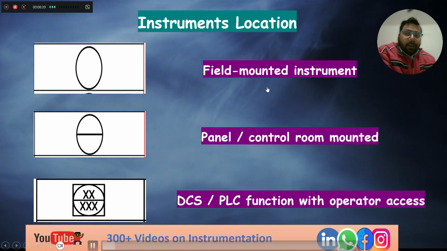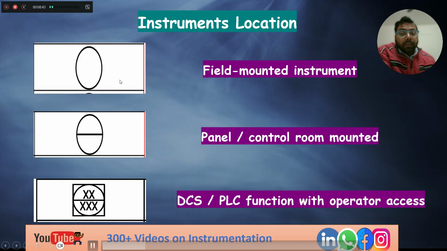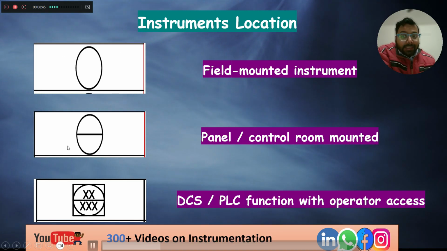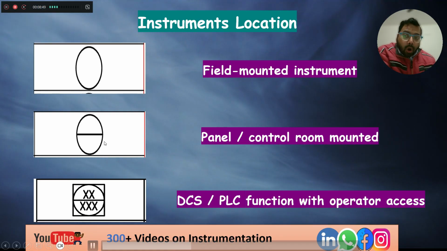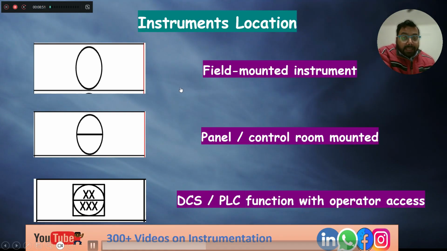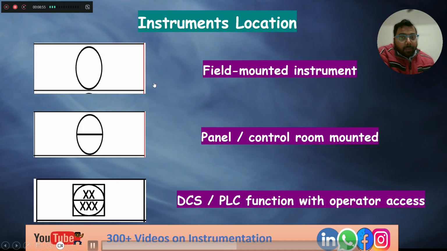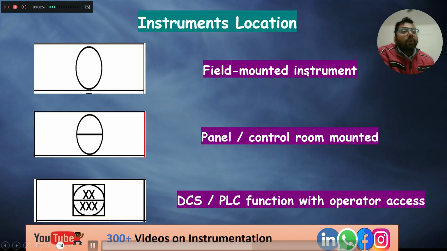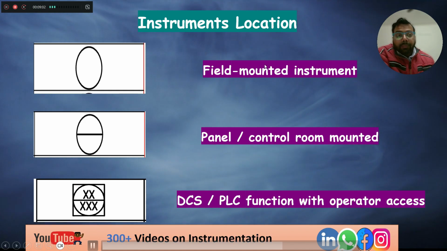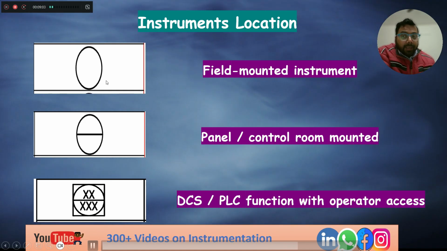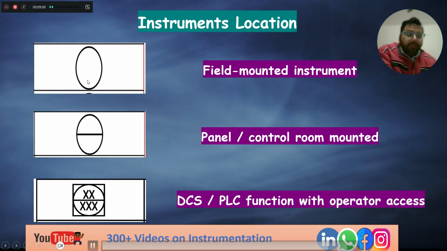Now this is the most important from the instrumentation point of view. For a particular instrument, there is a circle with a horizontal line, and a circle enclosed inside a square. All of that has a meaning. If any equipment is represented in the form of a circle, that means it is field mounted, located in the field. If you refer to the previous slide, I have shown so many equipments enclosed in a circle. That means they are present in the field.